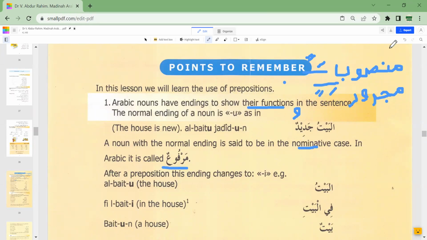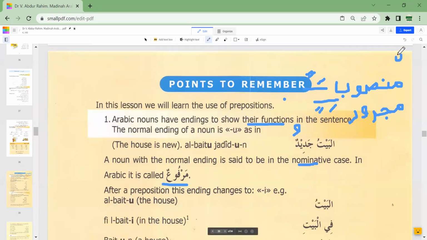And the first one is marfu. By default, a normal noun will be marfu. If there's nothing happening to the noun, it will be marfu status, which is dhamma or dhammatain. So remember this. This is very important, and we'll be using this in all the coming lessons.